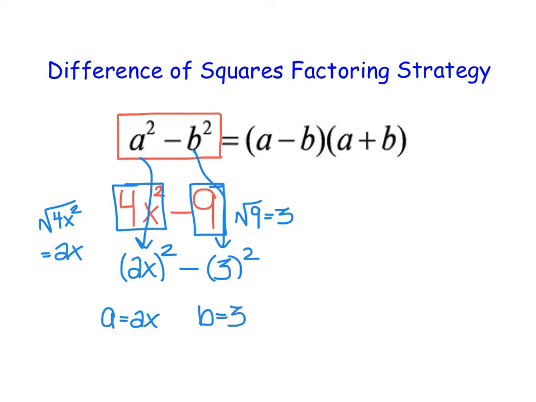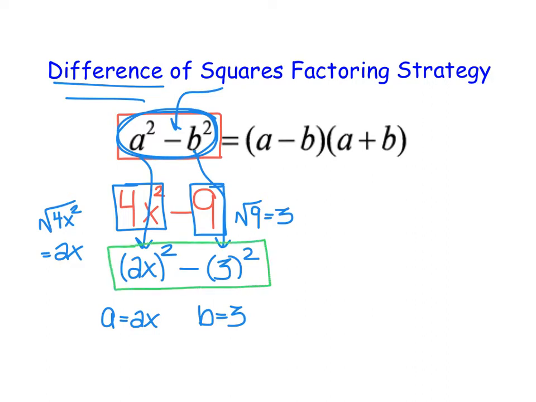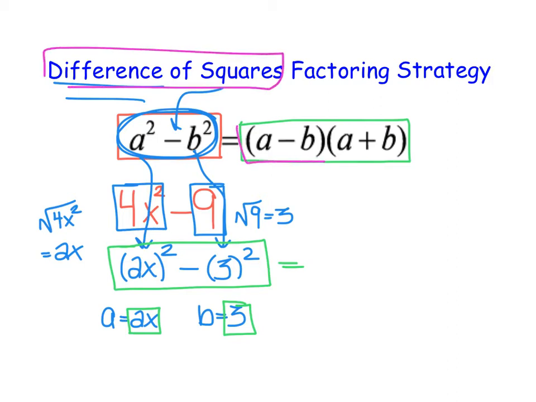We're going to use the difference of squares factoring strategy when we're looking for this type of situation, where you can break this down into an a value squared minus, hence the word difference here, a b value squared. So if we see that we have something that can be broken down into (2x) quantity squared minus 3 squared, we can then follow this pattern in order to factor it. Here we can see that a is equal to 2x and b is equal to 3.